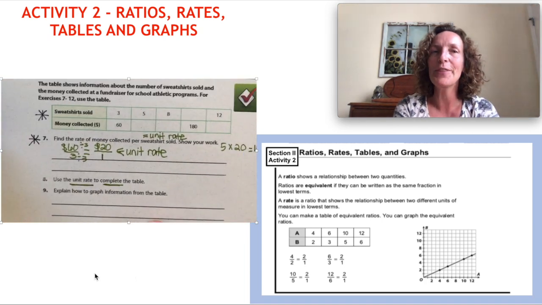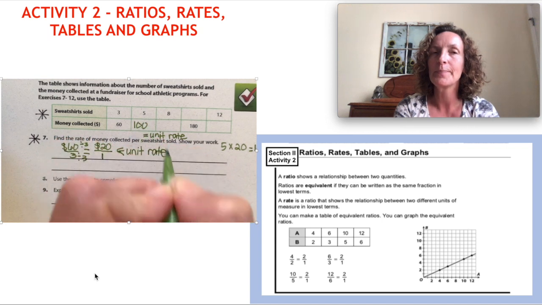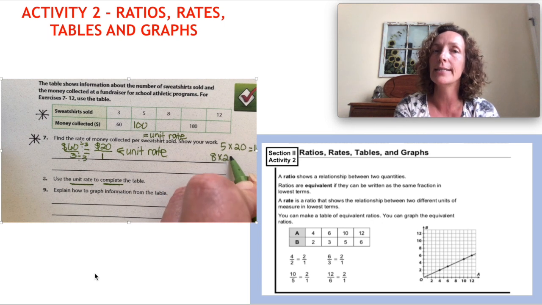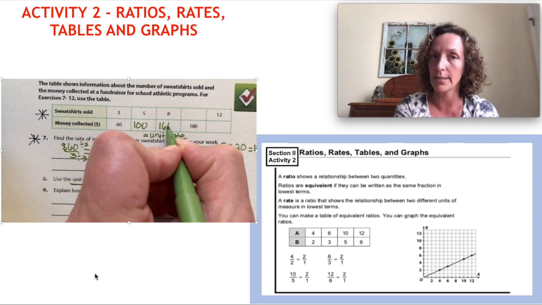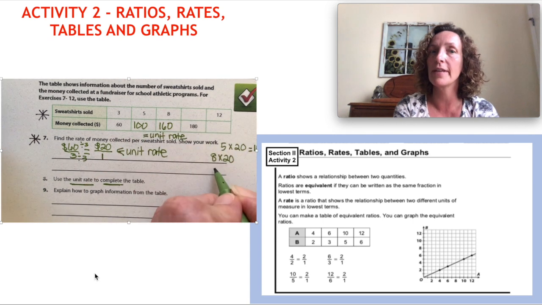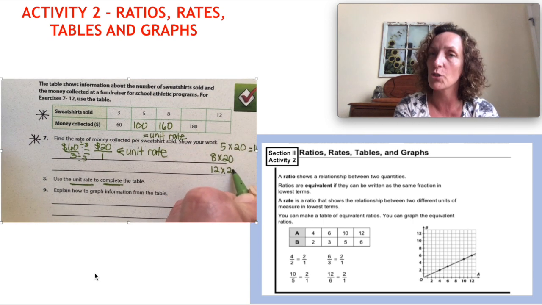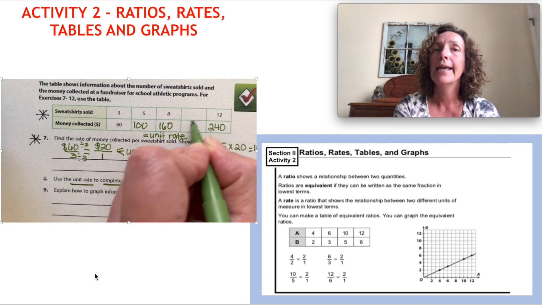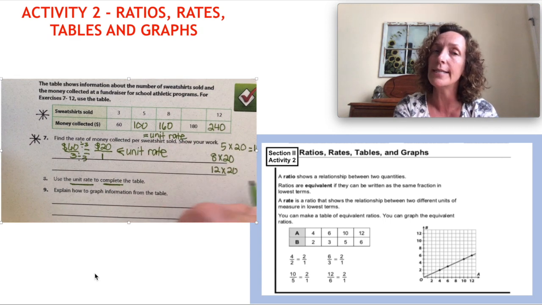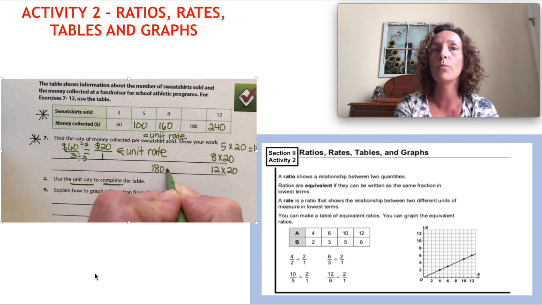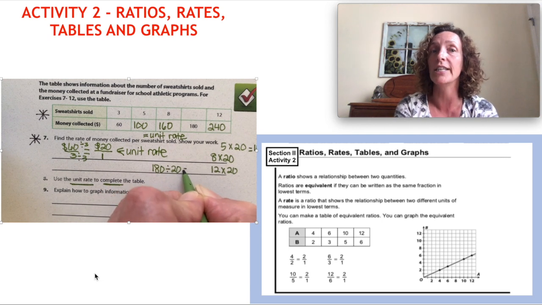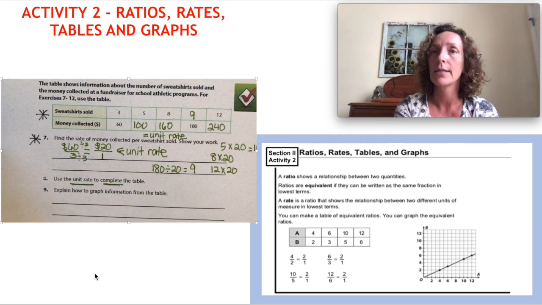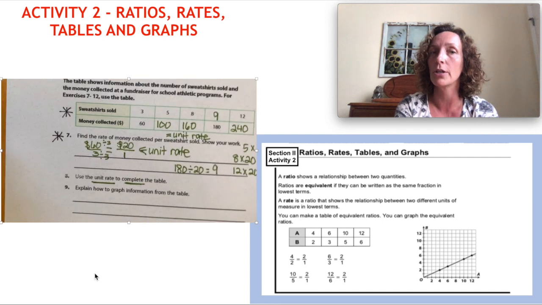$100. So we'll put that in our table up top. And then we'll continue on in the same way. Next, we sold 8 sweatshirts. So 8 times 20 gives us $160. And then we skip over to the end and we've got 12 sweatshirts times $20 per sweatshirt, and that equals $240. Here we were given the money collected. So if we take $180 and we divide that by the $20 each sweatshirt costs, we learn that we actually sold 9 sweatshirts. So that's how we fill out a table using our unit rate.